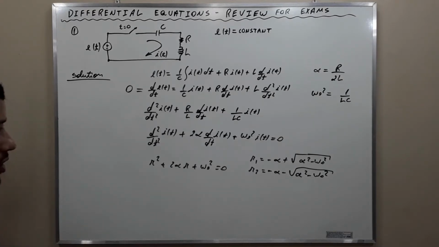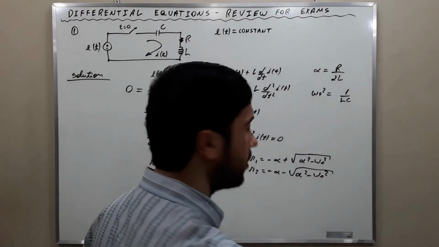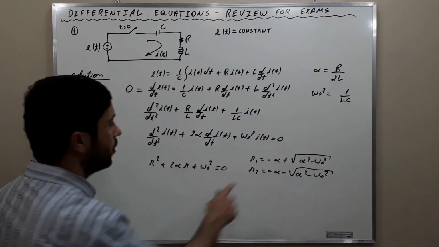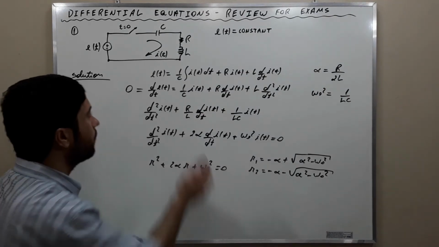But the roots can be either real and distinct, they can be equal, and they can be complex conjugates. Let's evaluate the three cases. There will be three kinds of solutions depending on the roots.